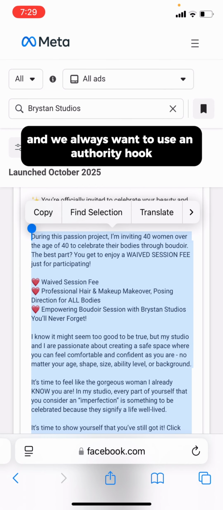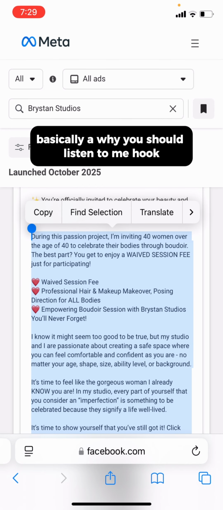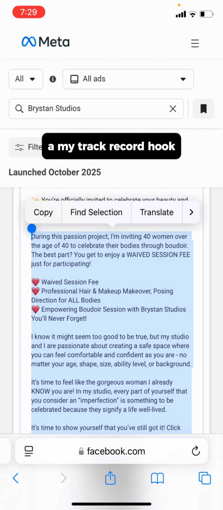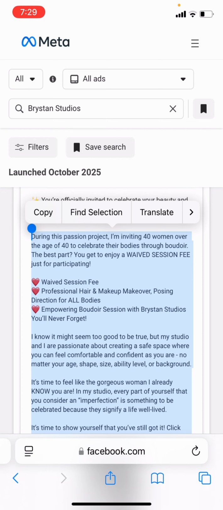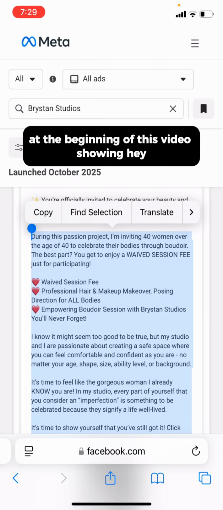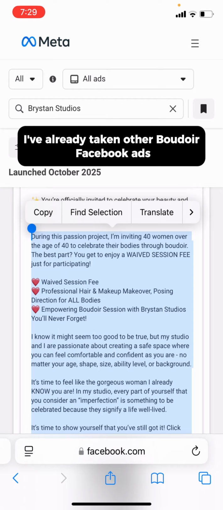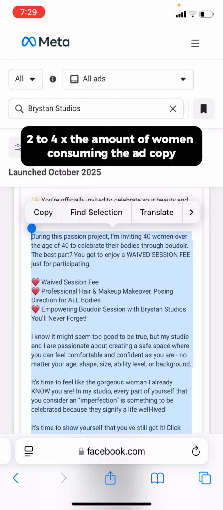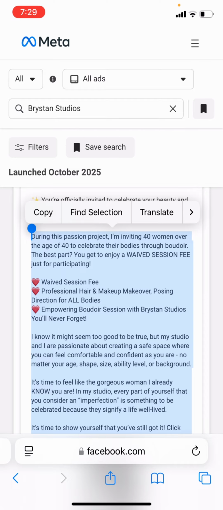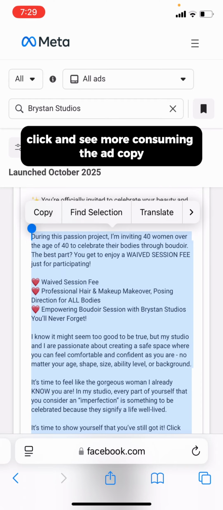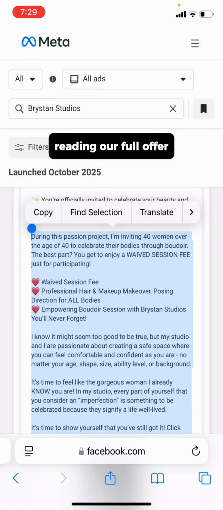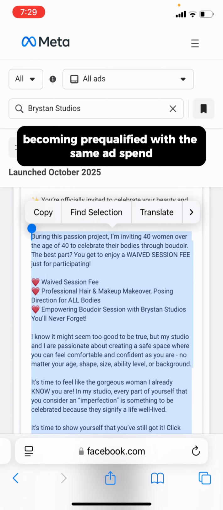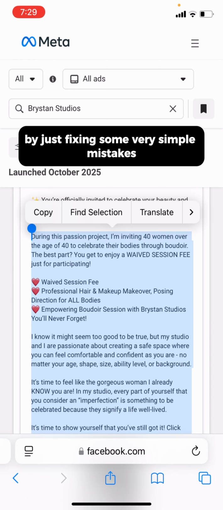So we need a hook two, and we always want to use an authority hook. Basically, a why-you-should-listen-to-me hook, a my-track-record hook, which is exactly what I did at the beginning of this video, showing, hey, I've already taken other Boudoir Facebook ads, fixed some mistakes in them, and got 2 to 4x the amount of women clicking See More, consuming the ad copy, reading our full offer, becoming pre-qualified with the same ad spend by just fixing some very simple mistakes.